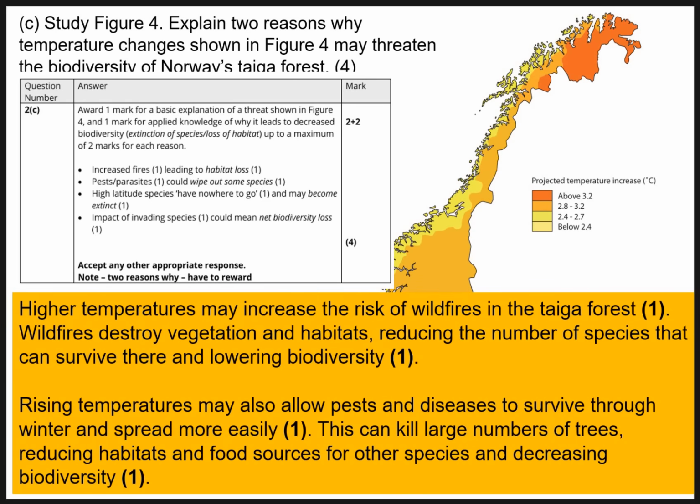So a model answer might read like this. Higher temperatures may increase the risk of wildfires in the tiger forest. Now the explanation. Wildfires destroy vegetation, habitats, reducing the number of species that can survive there and lowering biodiversity. So just 2 sentences, really succinct, 2 points. Second point, rising temperatures may also allow pests and diseases to survive through winter and spread more easily. You need to explain that. This can kill large numbers of trees, reducing habitats and food sources for other species and decreasing biodiversity.